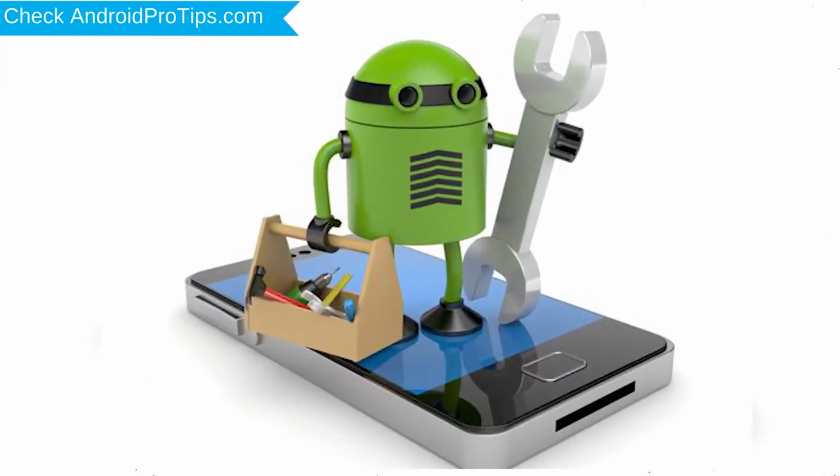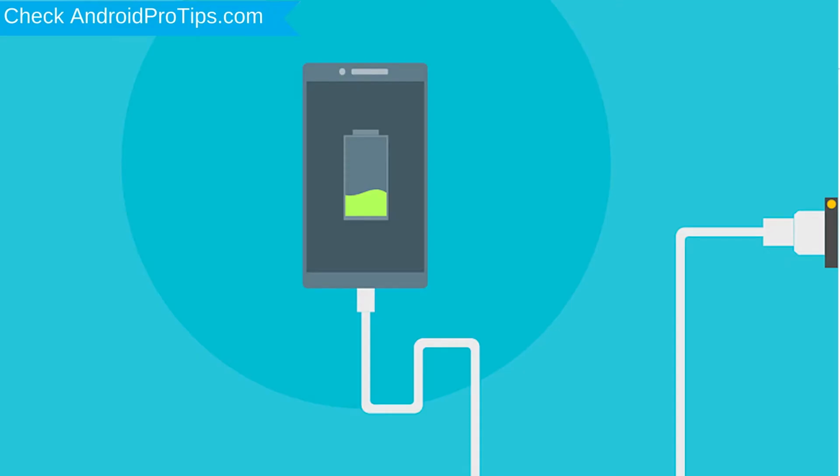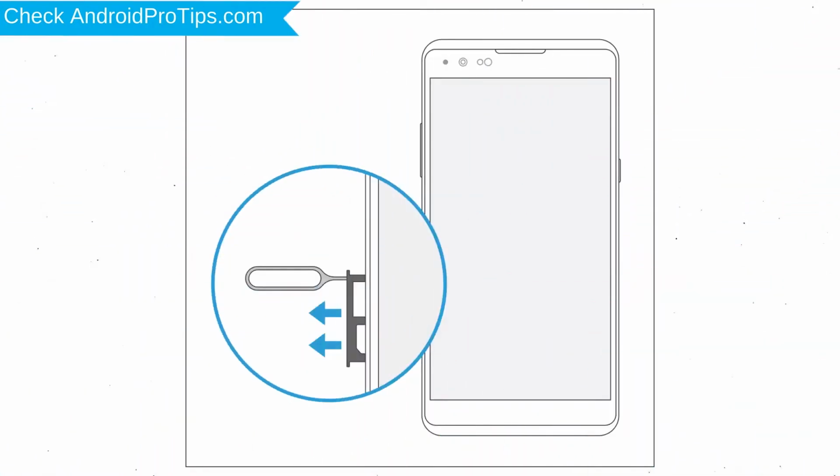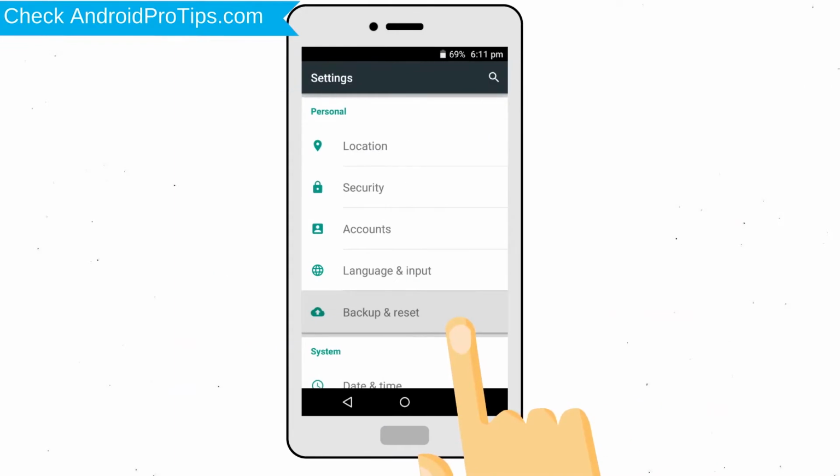Before you reset your mobile, battery must be above 50%. Remove SD cards and SIMs. Back up your Android mobile data if possible.